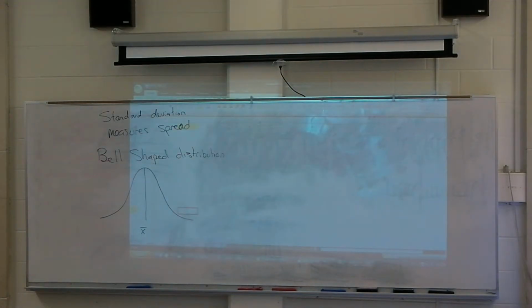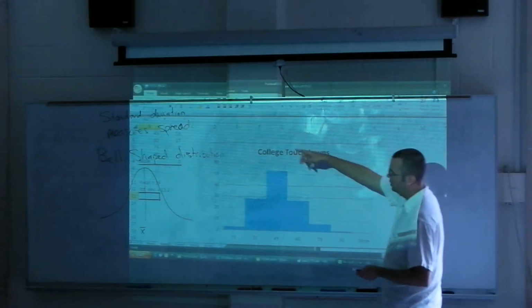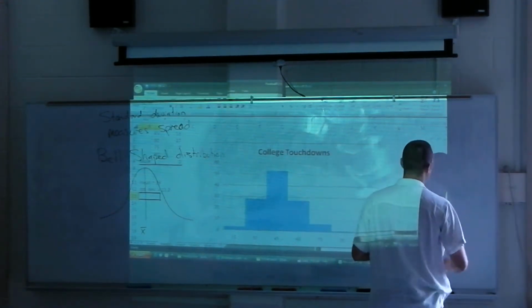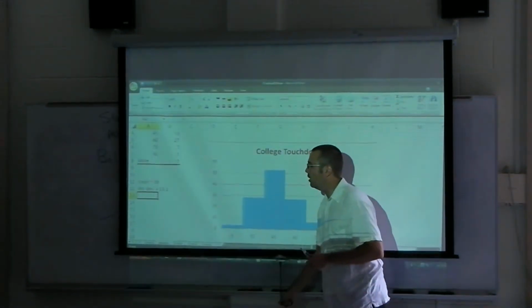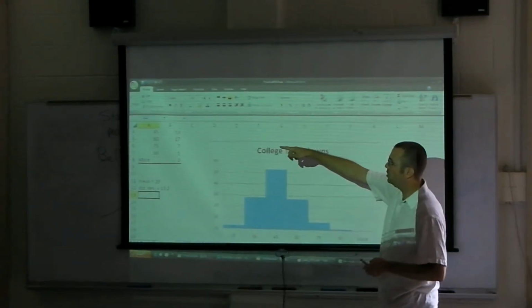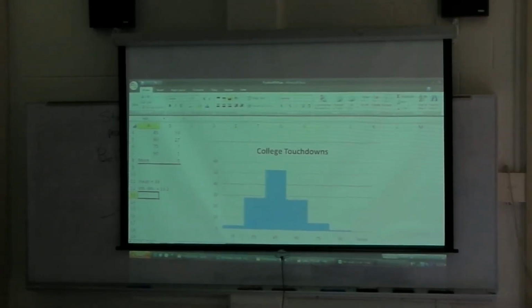Okay? Let's start by going back and looking at some data that we've worked with before. It's up here. Okay, and we're going to look at the football touchdown data that we had earlier. If you graph this, can you hit that light box for a second? If you look at this distribution, using the classes over here on the left, if you use those classes, this is the picture that you get for this particular set of data.